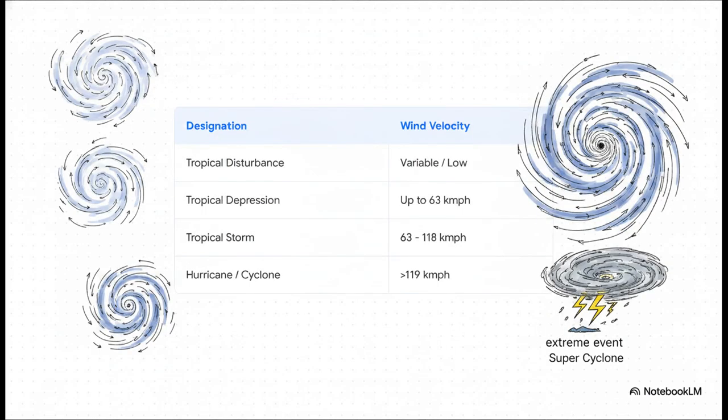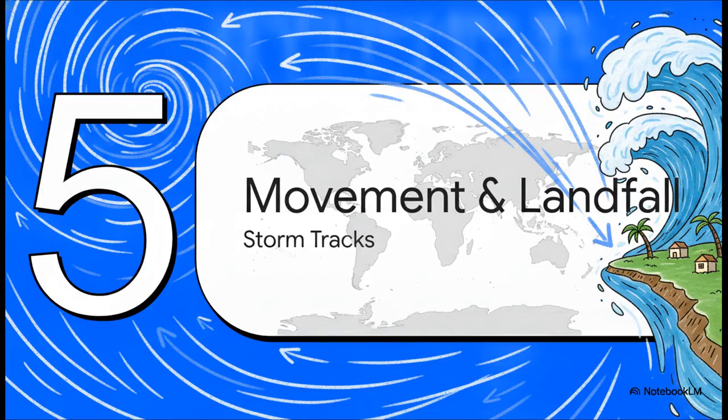For your exams, you are definitely going to want to memorize this IMD classification table. A tropical disturbance is just low and variable. Once it hits up to 63 kilometers per hour, it escalates to a depression. Between 63 and 118, it's a tropical storm. But the moment those sustained winds cross 119 kilometers per hour, boom, it is officially a hurricane or a severe cyclone. And just keep in mind, extreme events like the tragic 1999 Odisha supercyclone blew way past these top wind speeds.